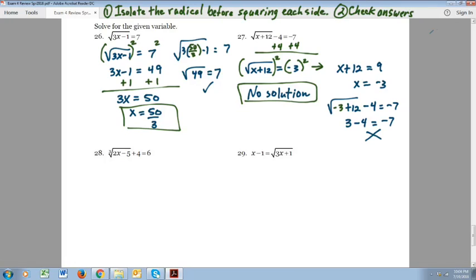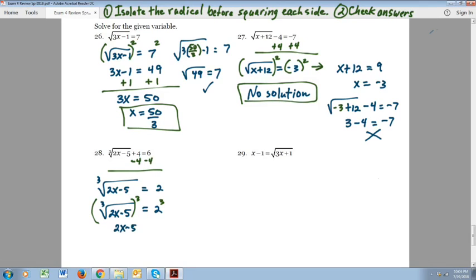Alright, let's move on to 28. So 28 is a lot like the one we just did. We need to get rid of that 4 so we can get the radical by itself. So you get the cube root of 2x minus 5 is equal to 2. Now be careful here, this is not a square root, so you don't want to square both sides. The opposite of taking a cube root is cubing both sides. And so that's what I'm going to do here.